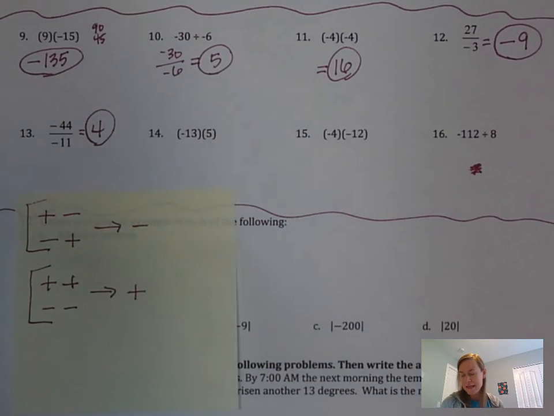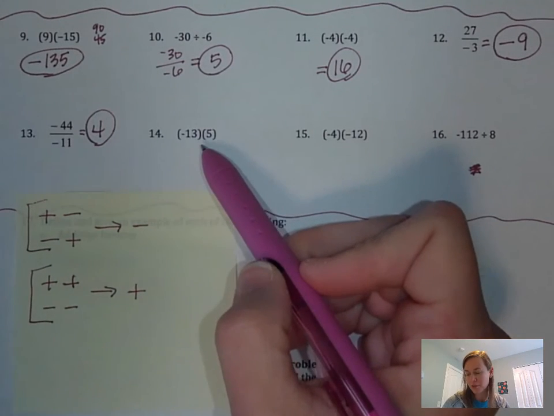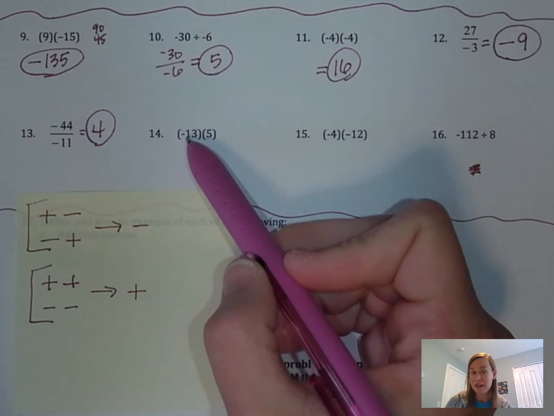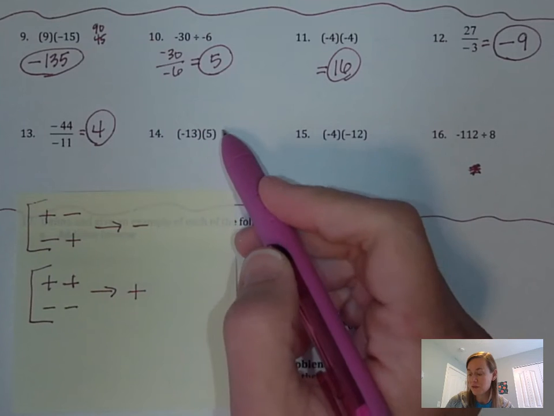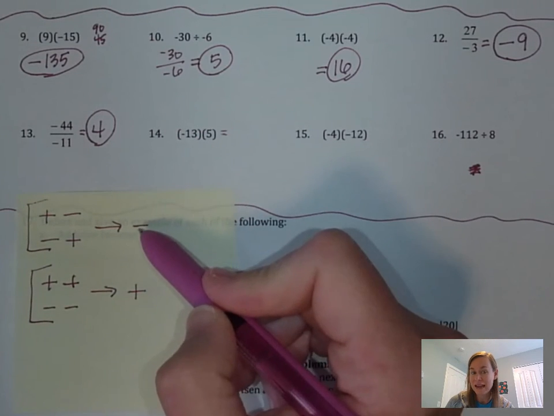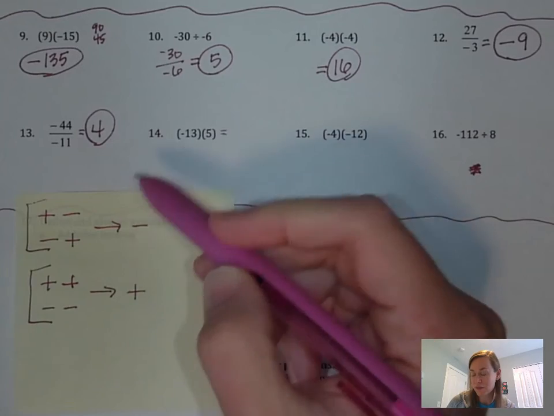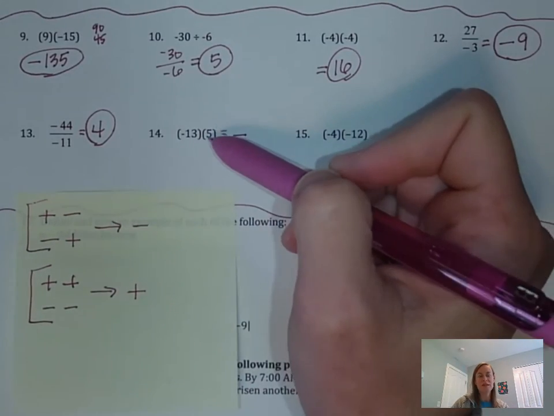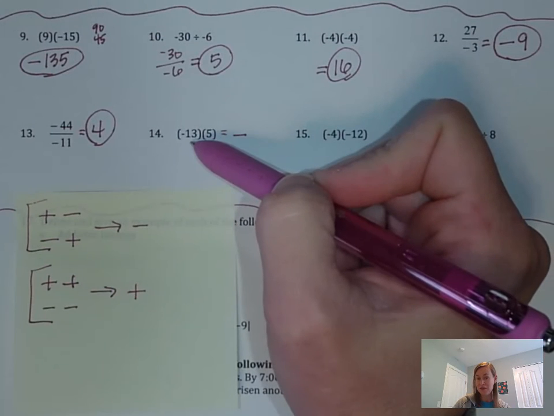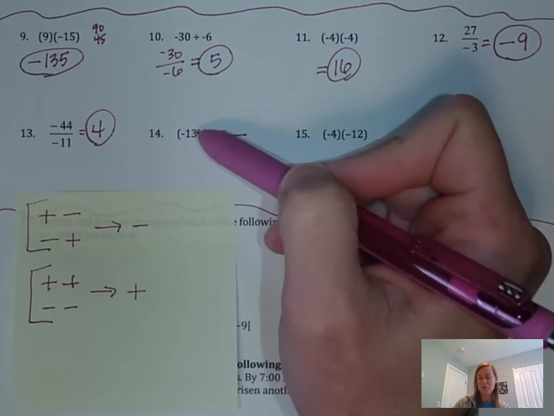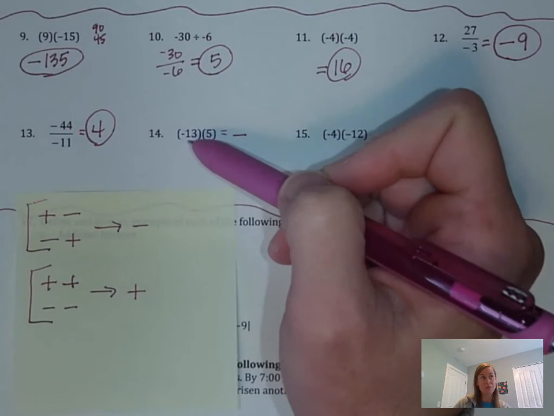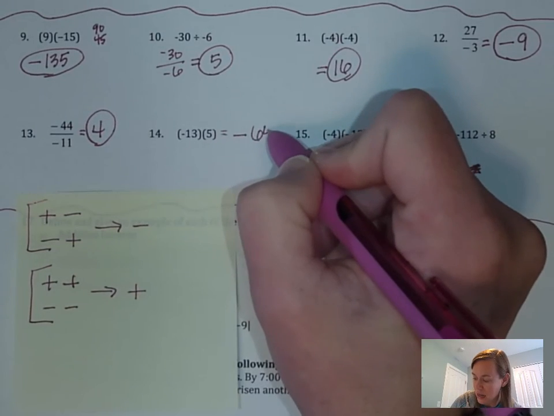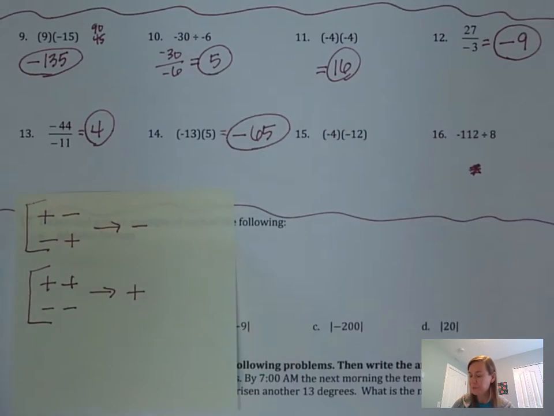Okay, let's look at number 14. Another multiplication problem. We have negative 13 times 5. Let's think about signs. Negative times positive is going to give us a negative. Negative times a positive equals a negative. All right, so let's write our negative sign. Now we have 5 times 13. So you might think 5 times 10 is 50, and then add that to 5 times 3, which is 15. So 50 plus 15 gives us 65. Looks like negative 65 is our answer there.